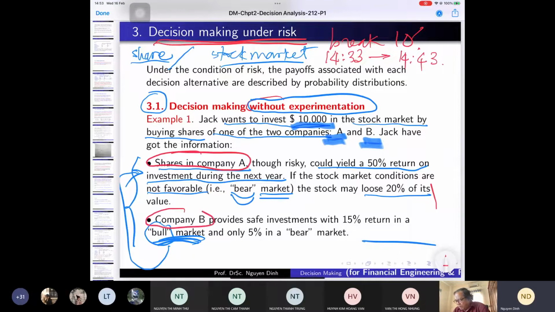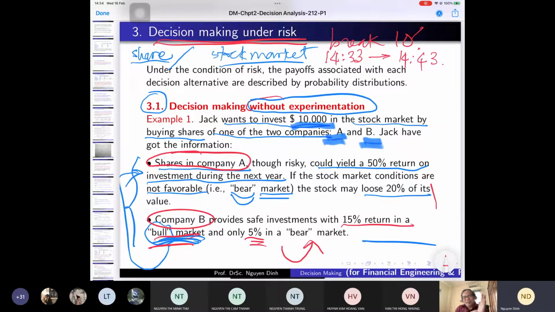And now company B provides a safe investment with 15% return in a bull market and only 5% in a bear market. What does it mean? It means that if he uses all the $10,000 to buy shares of company B, and the market is good, then he gets 15%, that is 1,500. So at the end of the first year, if the market is bull, he gets $11,500.